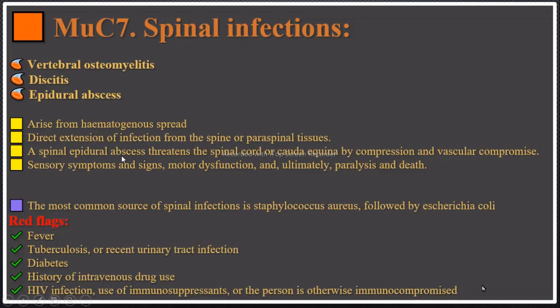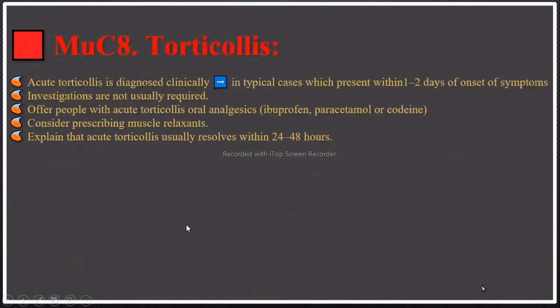A spinal epidural abscess threatens the spinal cord or cauda equina by compression and vascular compromise. Sensory symptoms and signs, motor dysfunction and paralysis can happen. The most common source of spinal infection is Staphylococcus aureus. Remember that, followed by Escherichia coli. The red flags to diagnose in the scenario we discussed already: fever, TB, UTI, diabetes, IV drug user, HIV, immunocompromised or immunosuppressed.